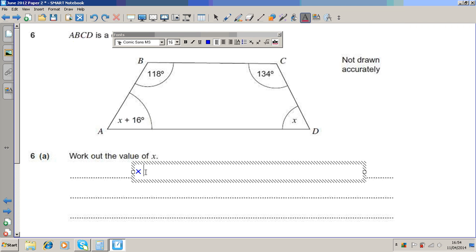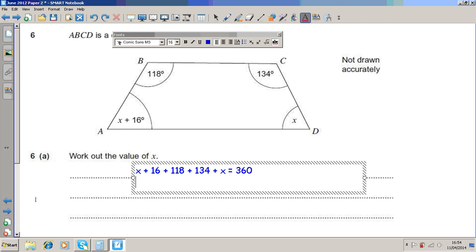If I add them together, I've got x plus 16 is one angle, I've got 118 as one, 134 is one, and x is one. I know if I add them all together, I've got 360 degrees. So I put them together now. How many x's have I got? I've got 2x. I've got 118, 134 and 16. So calculator, just to check, is 268.